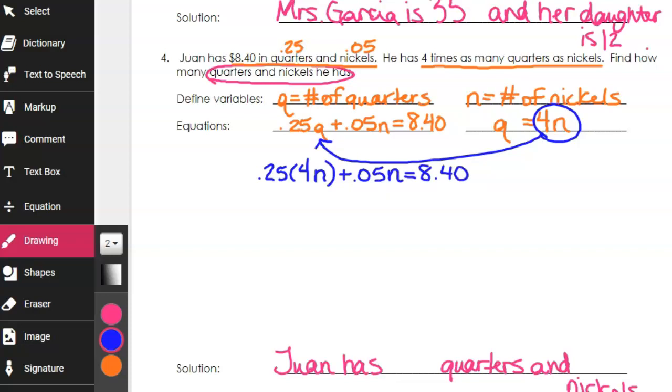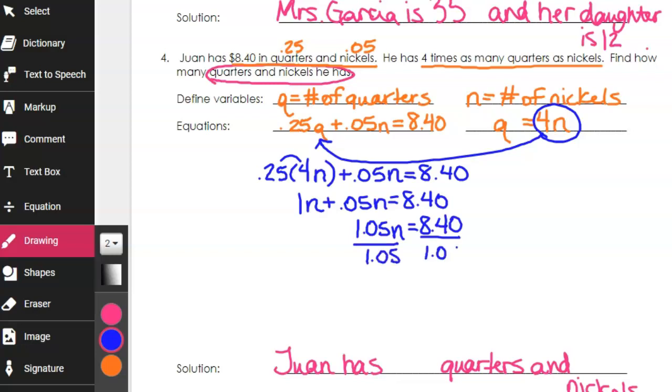Now think about a quarter. If you have 4 of them, how much money do you have? You have $1 whole. So you have 1 N plus 0.05 N equals $8.40. So if I add 1 and 0.05, I have 1.05 N equals $8.40. And when I divide by 1.05, you are welcome to use a calculator, you'll get that the number of nickels must be 8. So he has 8 nickels.